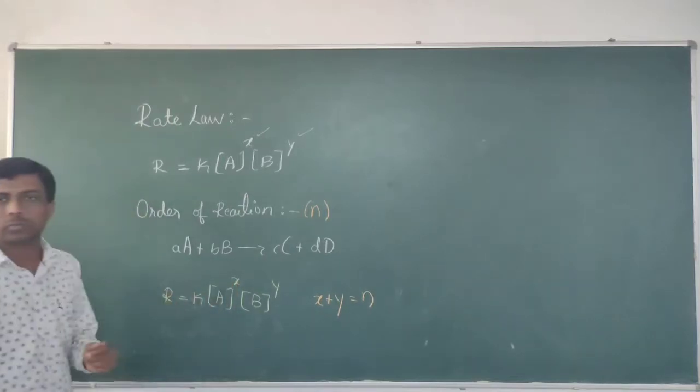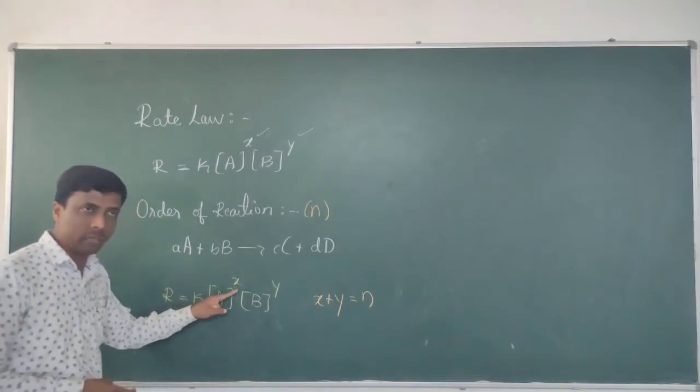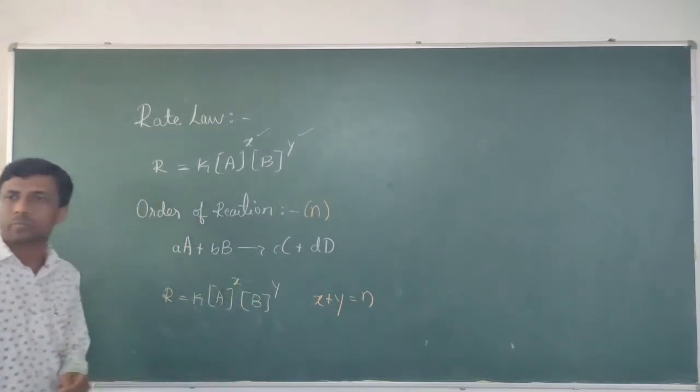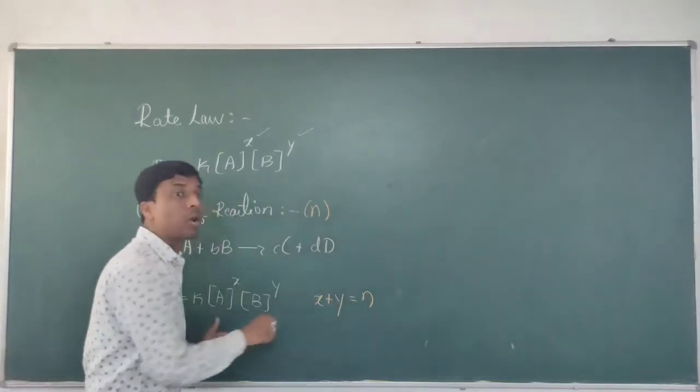Here, what is x? The order of the reaction with respect to reactant A. The order of the reaction with respect to A is x. What is y? The order of the reaction with respect to B. If you sum these two, that becomes the overall order of the reaction.